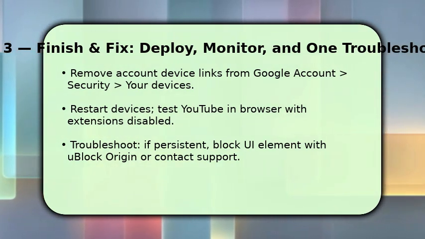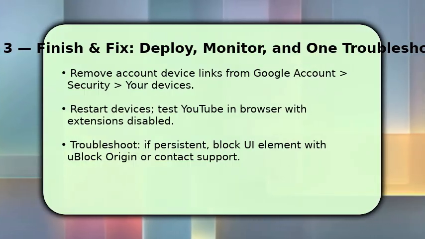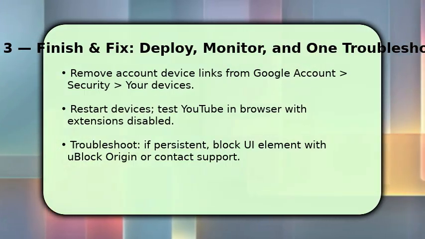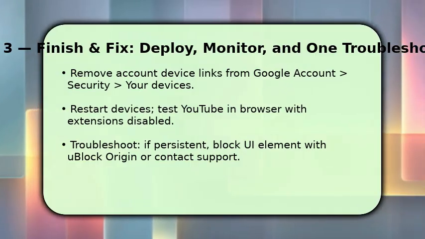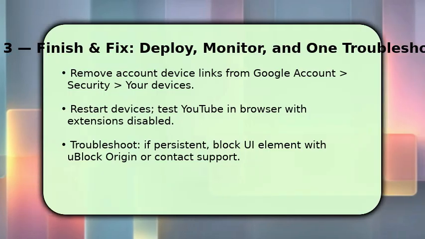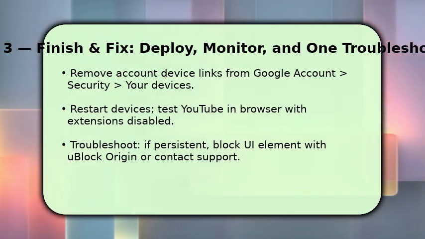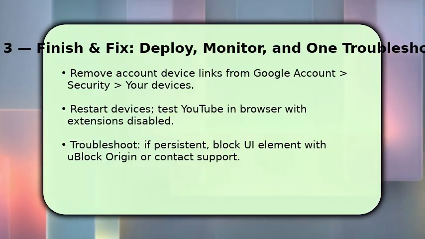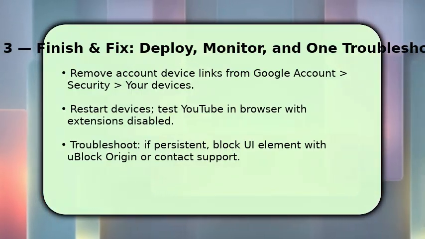This verifies the change. If the watch on TV prompt persists, use an element blocker like uBlock Origin to hide that UI row on desktop, or contact YouTube support for account-side removal. If blocking, disable JavaScript blockers for other sites first.